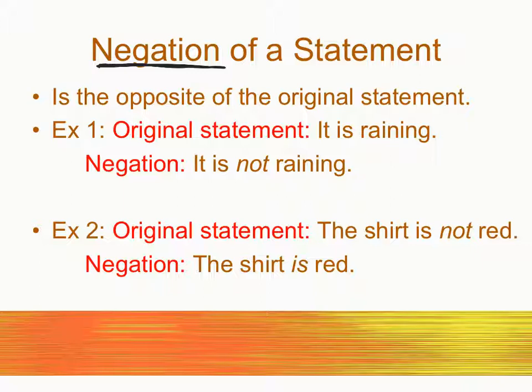A negation is saying the opposite of something. We are negating something. It's like whatever you say. So if I were to say I am not cool and you were to negate that, you would just take the opposite stance and say you are cool. So a negation is always just taking the opposite stance. It's the opposite of the original statement. So if my original statement is it is raining, the negation of that is just it is not raining. Very simple. Just take the opposite statement. The shirt is not red.